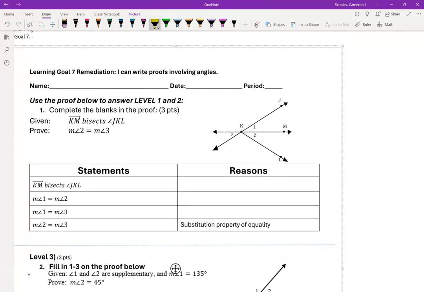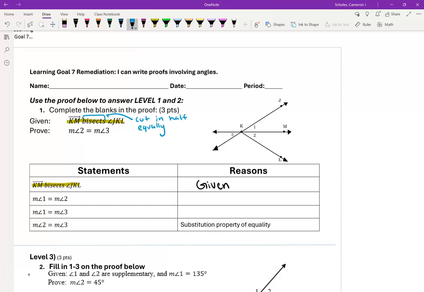So again, always start off with your given. KM bisects JKL. That is our first statement always, and then the reason is given. So we need to piece this together. Bisect means cut in half equally. If you need some help, probably just label it. So cut in half equally.